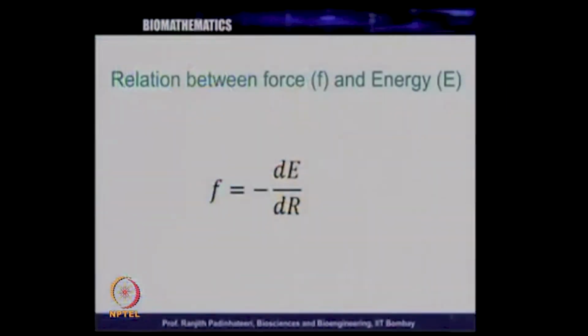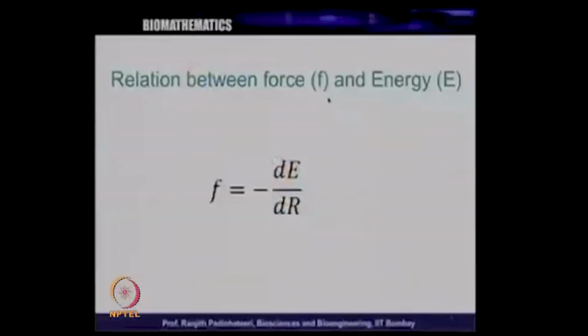The relation between force F and the energy E. This energy here could be potential energy. In some places you might see it as V, or in some books as U, but essentially what we are representing is the interaction energy. As we come to different examples, we will see what E is.